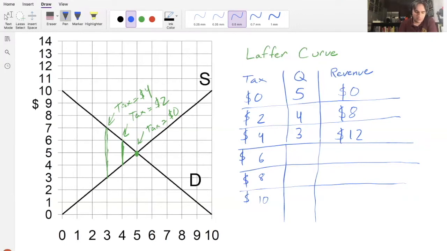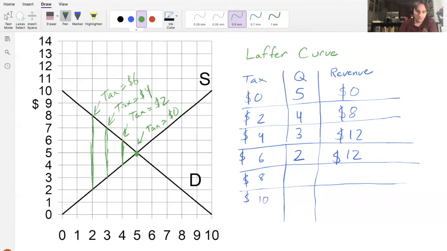Now let's keep going with a $6 tax. That fits in here. Our price of demand is 8 and the price of supply is 2, and so that's our $6 tax. The quantity transacted is 2, and then the revenue, 6 times 2, is 12. What's happening is that our revenue didn't increase this time. Our revenue stayed the same.